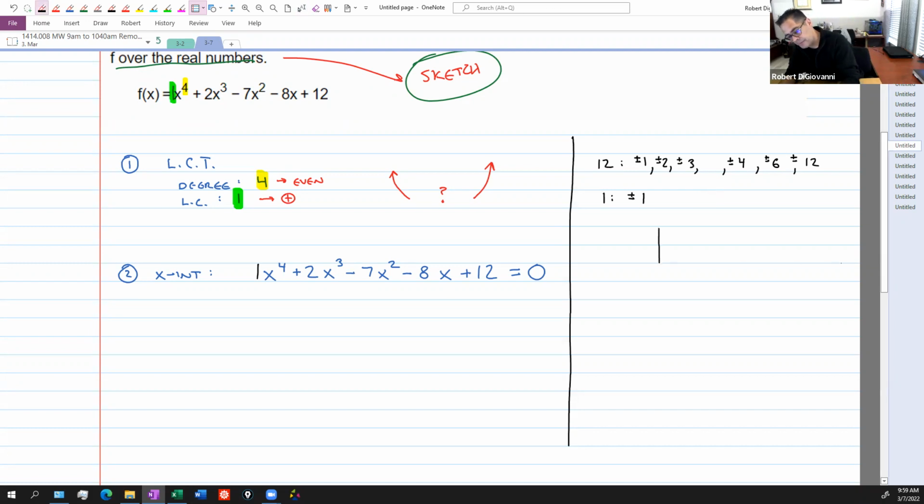Synthetic? Let's see, 1, 2, -7. I don't have any gaps here, right? I have something for every power of x, so I'm just being careful I don't have any zeros in here. Okay, what in the world? Let's start with 1, I guess.